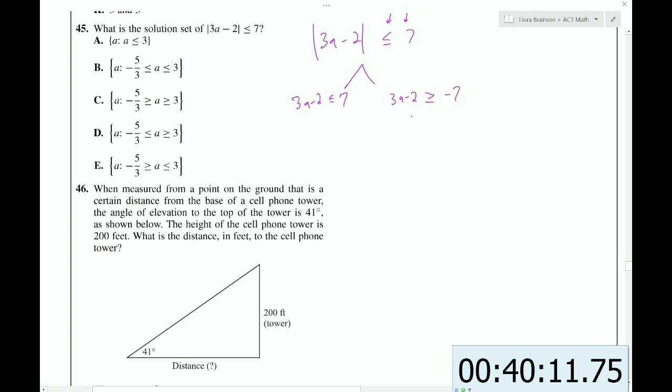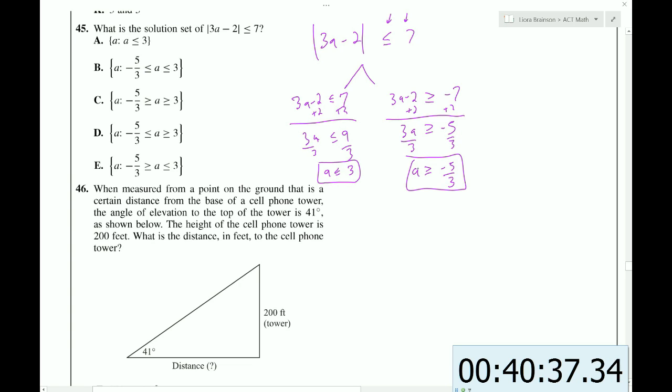So we get this, and then we just have to solve both. Okay, so we end up here with -5. Divide and you get this. Okay, so we can already start eliminating if we wanted to, but let's continue. So here we get 9, divide, and you get a less than or equal to 3.